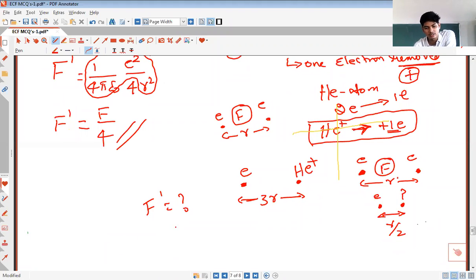Initially the distance was r and now the distance is r by 2. Distance has decreased. You must always remember force is inversely proportional to square of the distance. Distance has decreased, so the force must increase. Can you tell me what will be the force between electron and a proton? 4F. Okay, good.